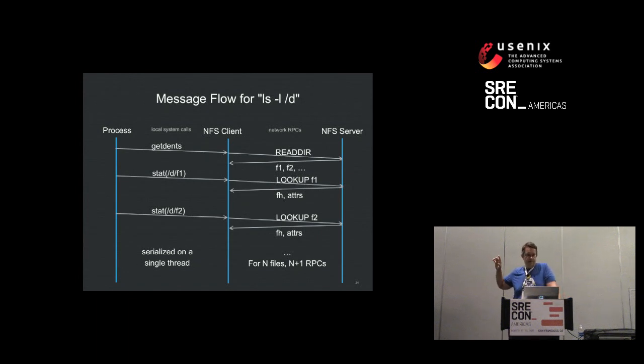So let's say you've got 1,000 files in your directory, you've got 1,000 RPCs, each one of them taking several milliseconds, done serially. Even though the kernel client is perfectly capable of doing 16 or 32 calls in parallel to the server, it's doing them serially. Needless to say, this is slow and bad.